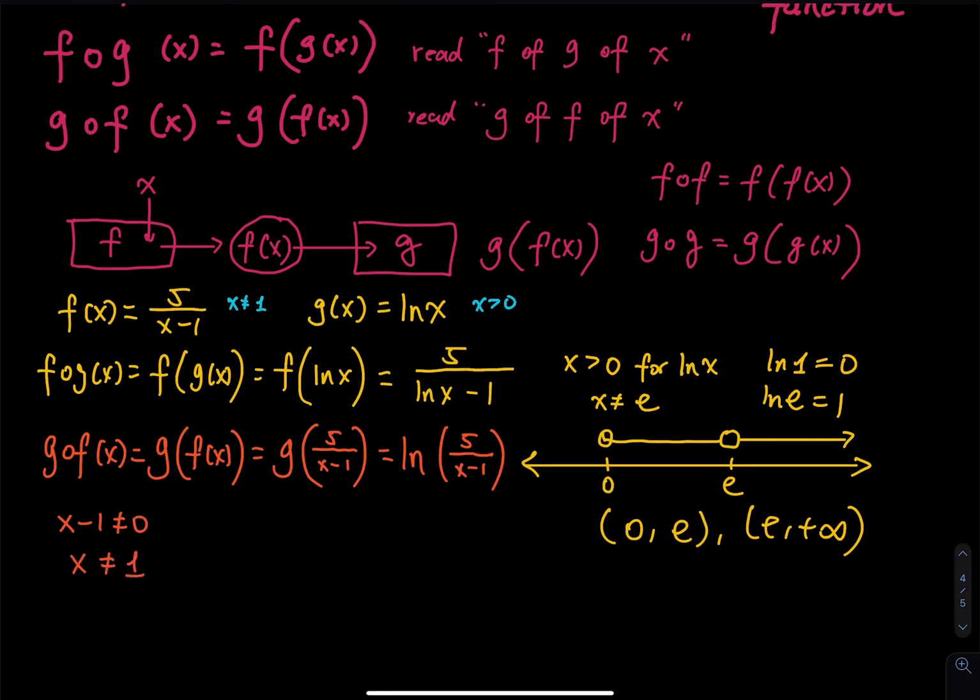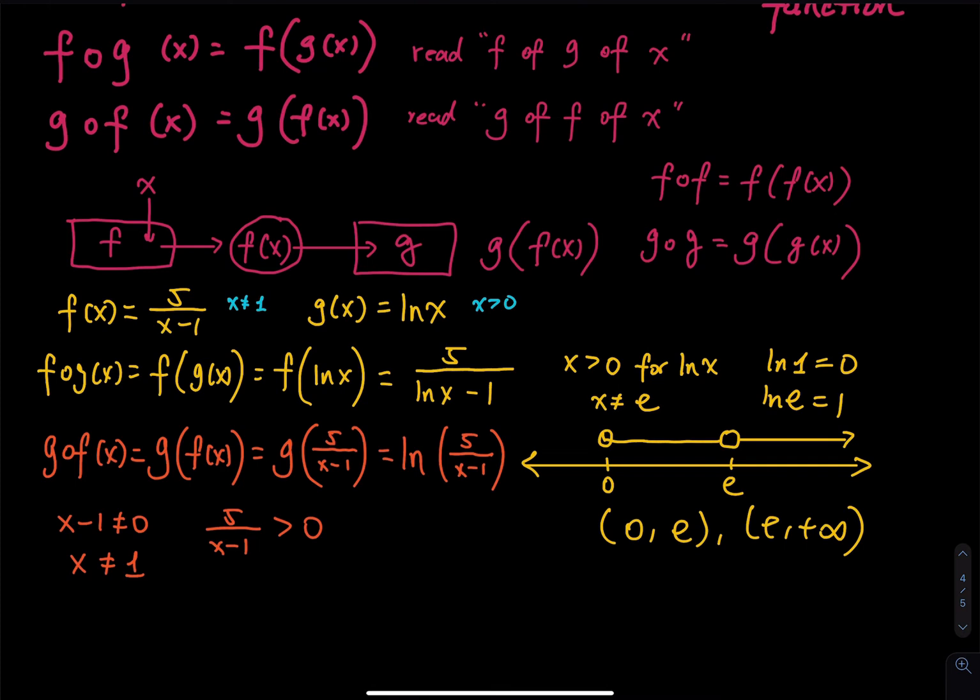And then what else? Since you have ln, you have to mention that the entire quantity inside the ln parenthesis has to be greater than 0, because ln of a negative and ln 0 are undefined. Think about the graph of ln. ln 0 is a vertical asymptote, and ln of a negative is totally undefined. So we have to say that phi divided by x minus 1 has to be greater than 0.